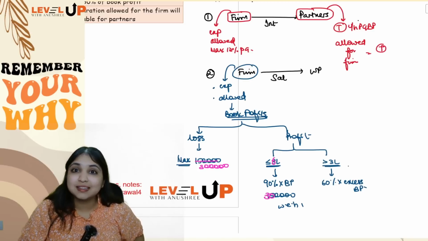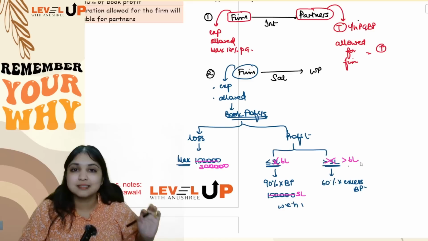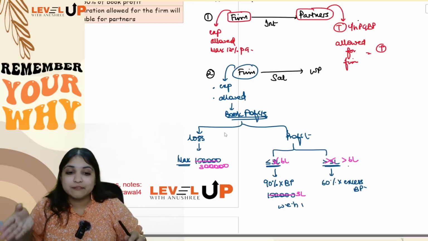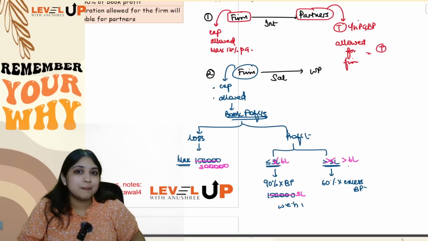I am just making the numbers double, right, guys? Up to 6 lakh of the book profit, 90% of the book profit or 3 lakh, whichever is higher. If the book profit is more than 6 lakhs, then 60% of the excess book profit. So all the numbers have just been made double. Okay, so that is what the whole amendment is about.